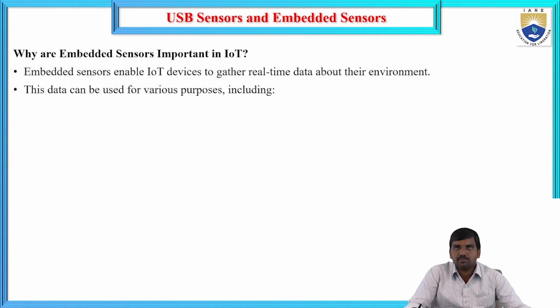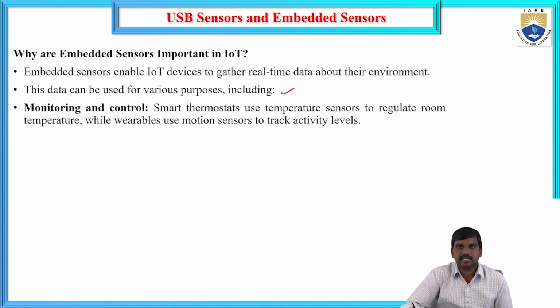Why are embedded sensors important in IoT? In order to develop real-time IoT projects, we need embedded sensors. That is the importance of embedded sensors in IoT. Embedded sensors enable IoT devices to gather real-time data about their environment, and this data can be used for various purposes, including monitoring and control. Some thermostats use a temperature sensor to regulate room temperature, while wearables use motion sensors to track activity levels.